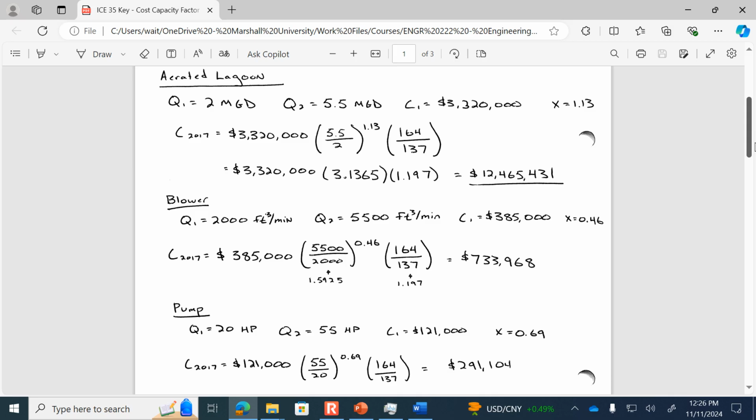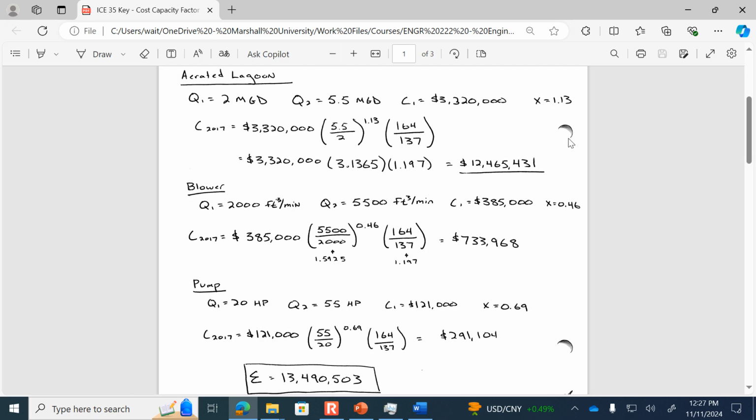Okay, so I've just put up the blower and the pump calculations as well. So overall, the cost of the project is going to be about $13.5 million. So, even if you haven't crunched all the numbers yet, I think probably you get a sense for what the technique is and how it works, how this can fit together with the index method to account for differences in size.